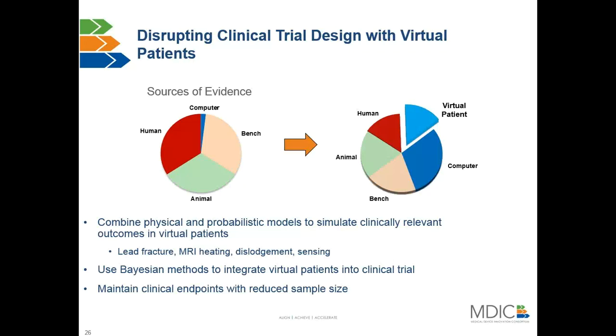What we want to do then is take those virtual patients, using Bayesian methods, to incorporate them into the actual clinical trial. By doing this, we can really maintain some important clinical endpoints, but we get some of the other virtues such as reduced sample sizes and some other attractive features. Next slide, please.